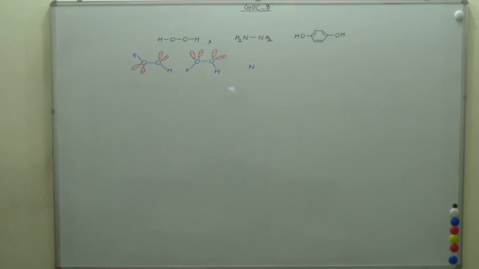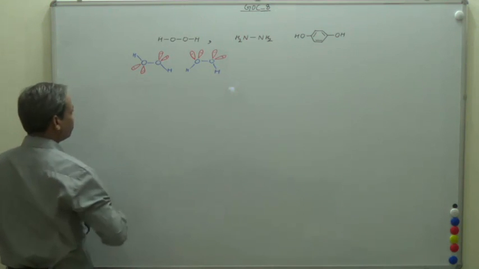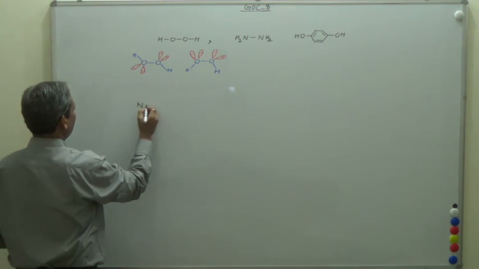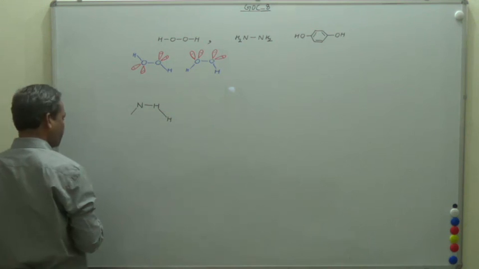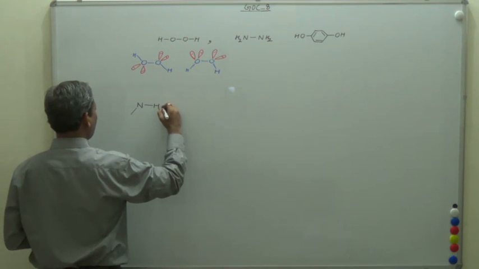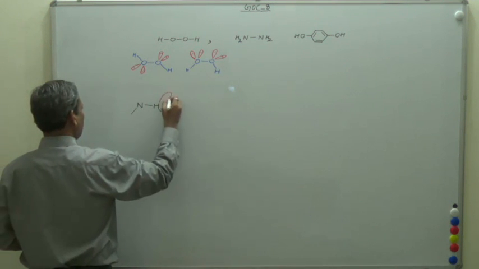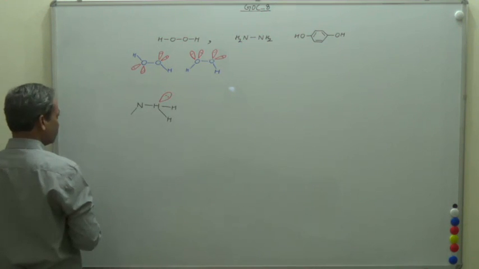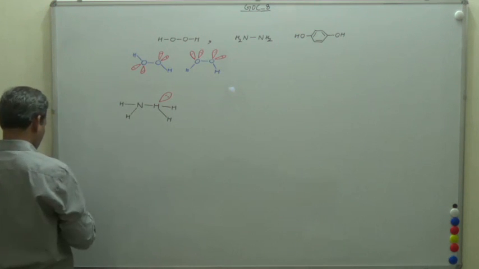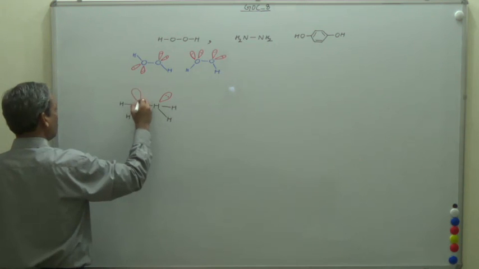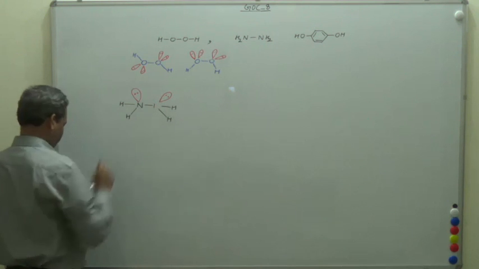For hydrazine, nitrogen is in tetrahedral arrangement. This is the tetrahedral arrangement of nitrogen. Here it is nitrogen, not hydrogen.